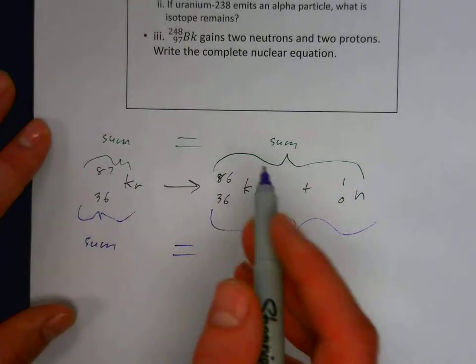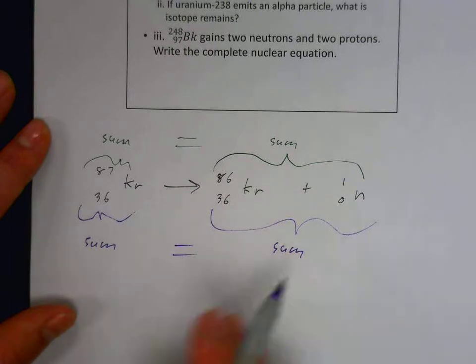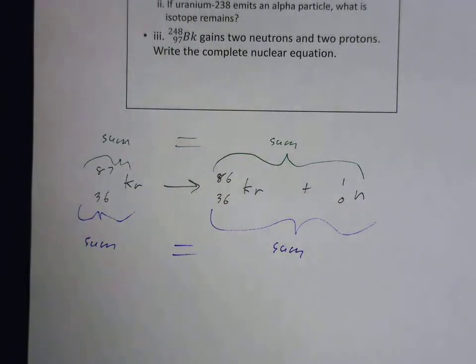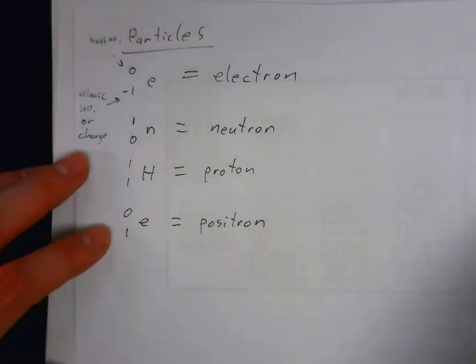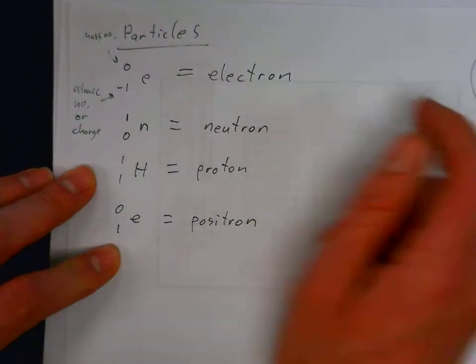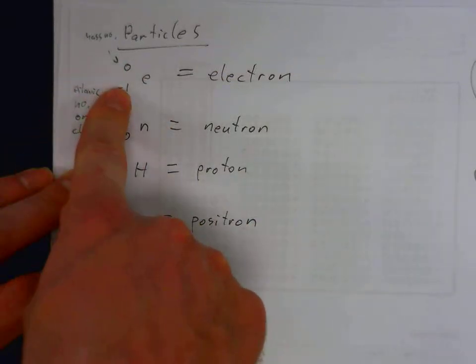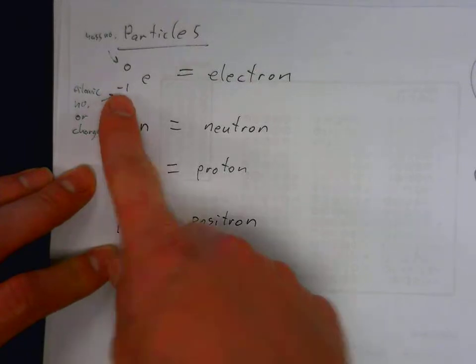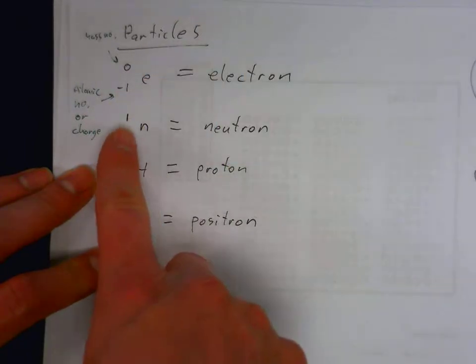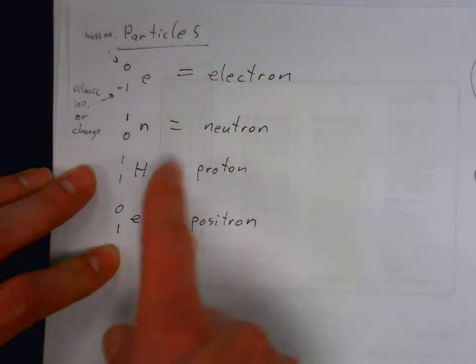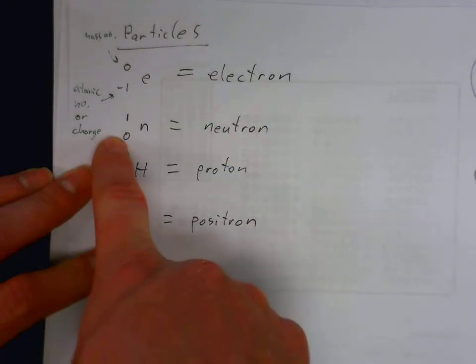The nucleus changes throughout the nuclear reaction. Let's do a few examples where we can solve for unknowns. Now, in order to do these problems, we'll need to know the particles that could form. So here are the particles. We could have an electron. Remember, the mass number is shown on the top, the atomic number is shown on the bottom, or charge. So an electron is 0 over -1. A neutron is 1 over 0, with a charge of 0.